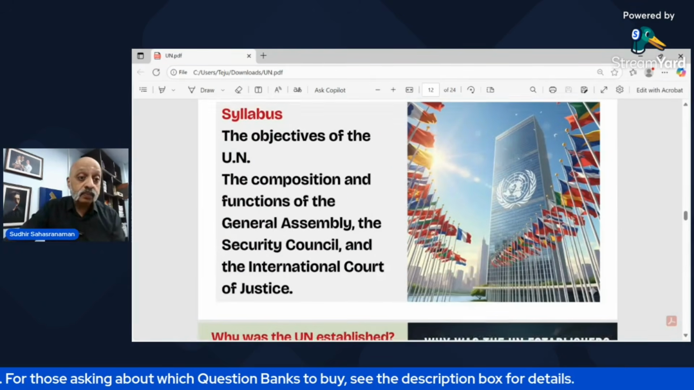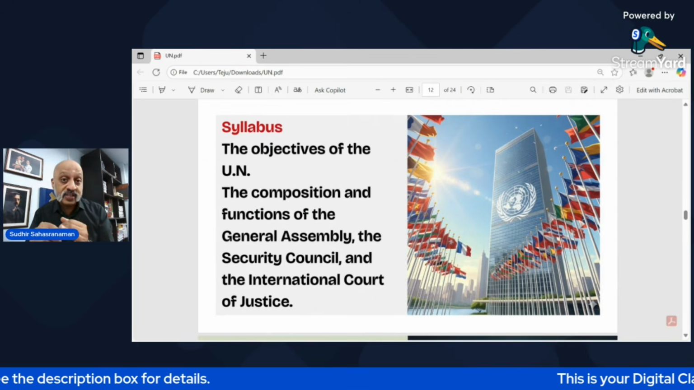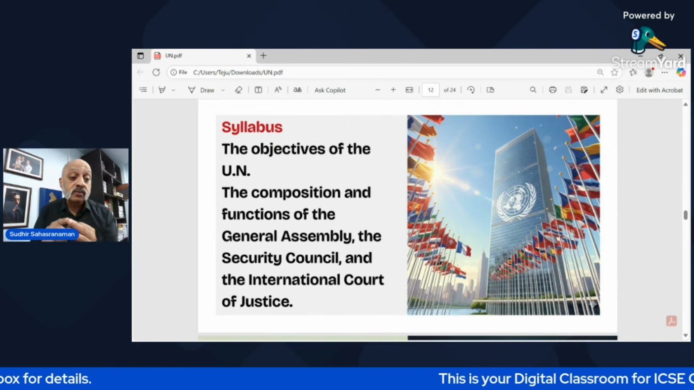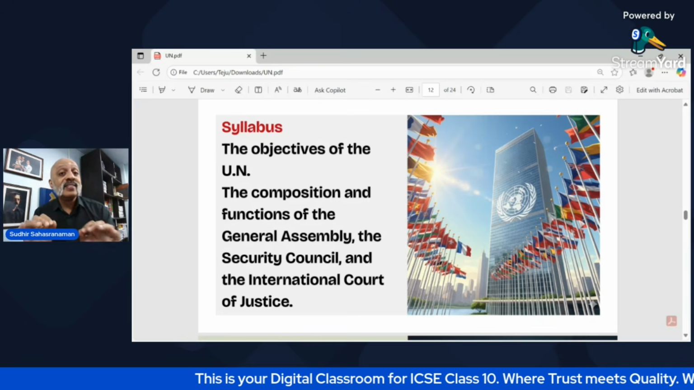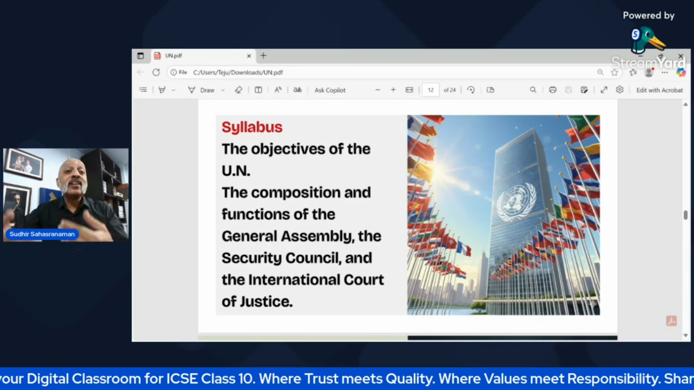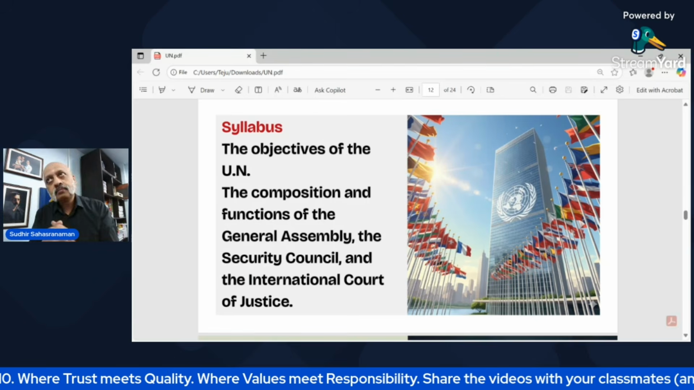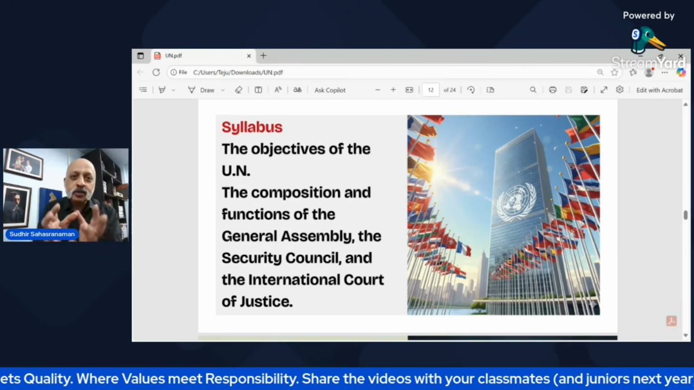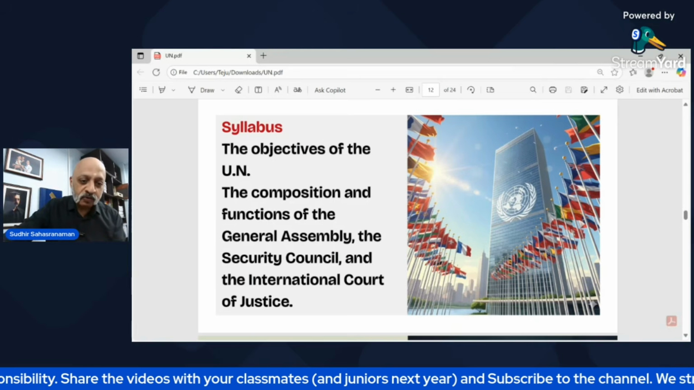What is there in your syllabus? You have the objectives of the United Nations, the composition and the functions of the General Assembly, the Security Council, and the International Court of Justice. This is as per your CISCE website. However, you obviously need to know what led to the formation of the United Nations, because you can't get to the main thing without going through the basics, right? So that's what we would do.